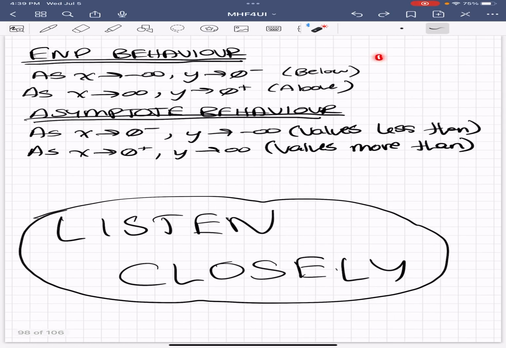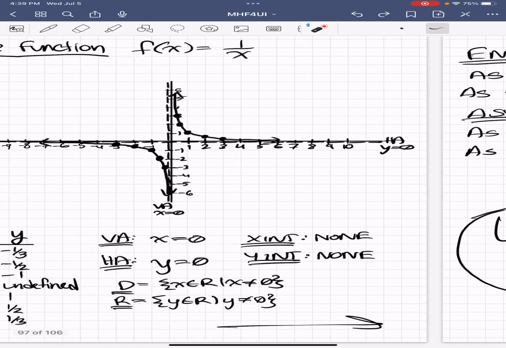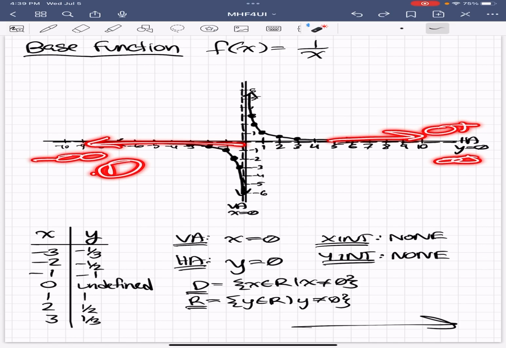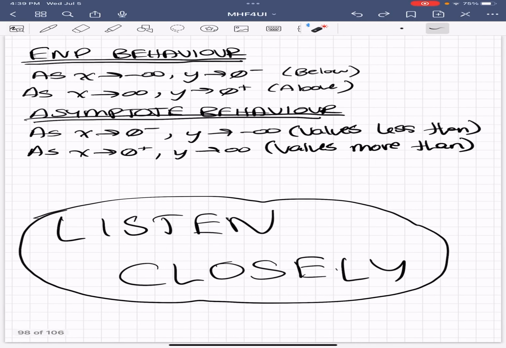So that was end behavior. As x approaches infinity, it approaches 0 from the positive side. As x approaches negative infinity, it approaches 0 from the negative side, so it's 0 negative and 0 positive. And now we're on to asymptote behavior.